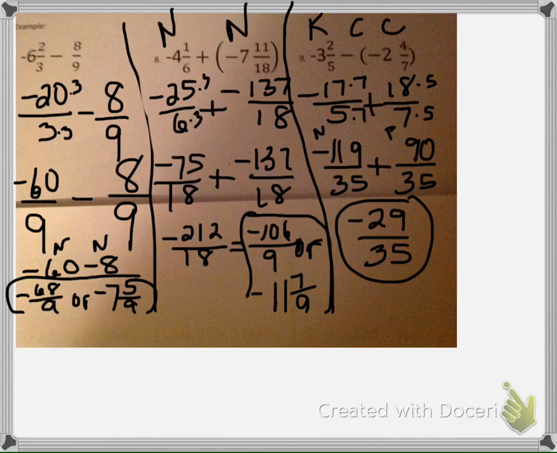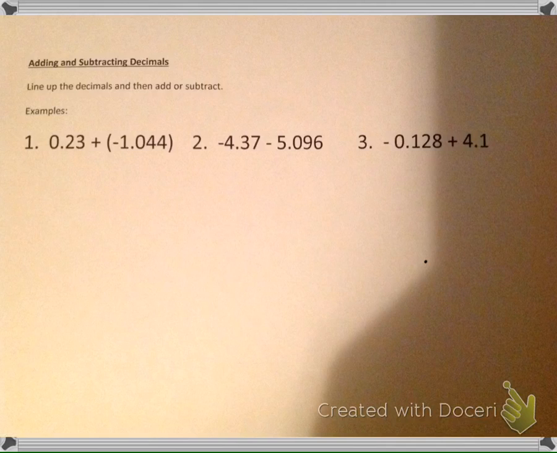Okay, and here we go for the last part. We are going to add and subtract decimals, and this should be pretty simple. The only thing is we have our positives and negatives. You've already added and subtracted decimals, but now we have positives and negatives to go along with it. The most important thing when you're adding and subtracting decimals is you need to line up your decimal.